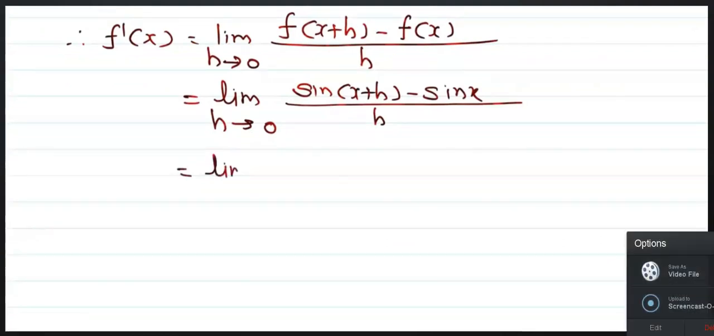Now here we will apply the formula for sin c minus sin d. Now what is the formula for sin c minus sin d? The sin c minus sin d is equals to 2 times cos of c plus d upon 2 into sin of c minus d upon 2. Now see this here.